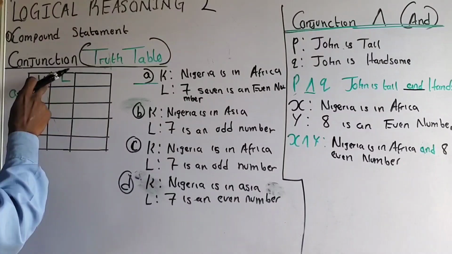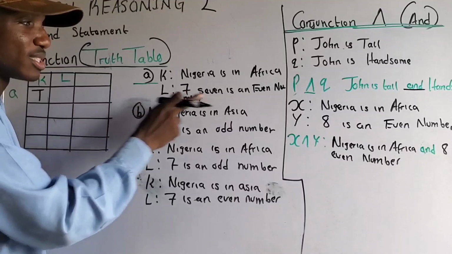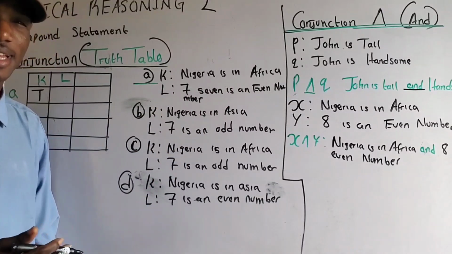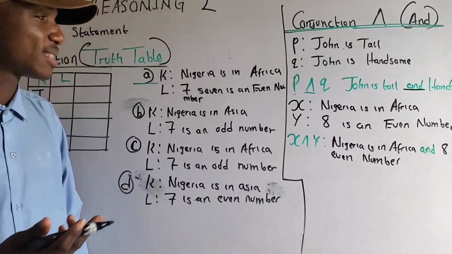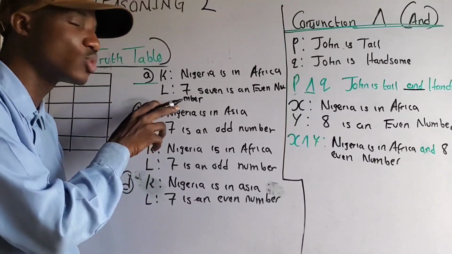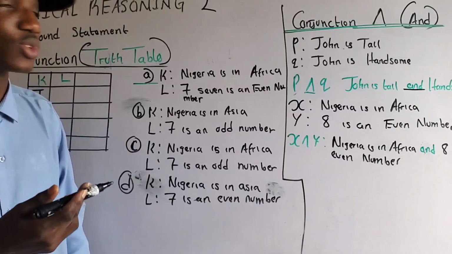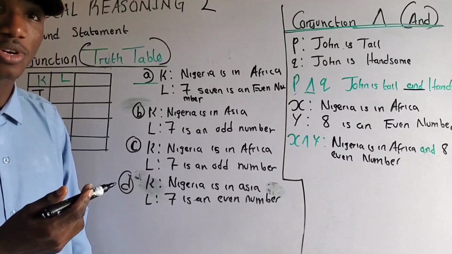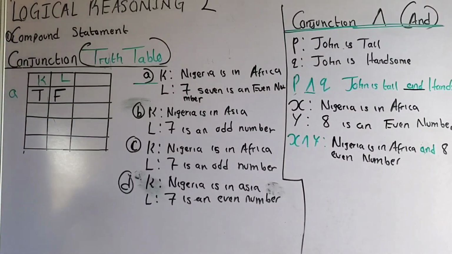Now, let us look at L. L is the second part of the first statement. The second part is: 7 is an even number. Is 7 an even number or not? 7 is not an even number. 7 is an odd number. So the truth value of the second statement is false, because 7 is not an even number. It is an odd number. So we're going to have F here.